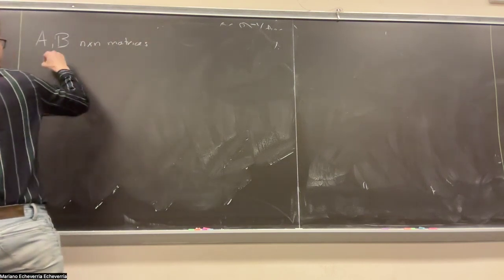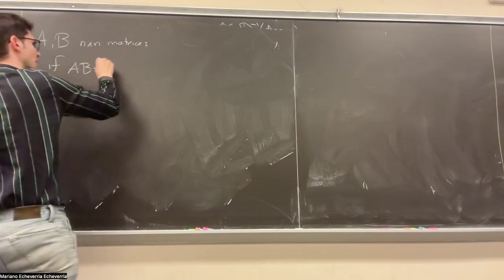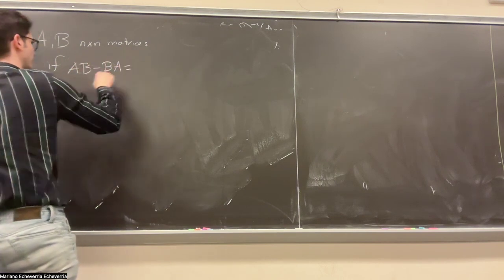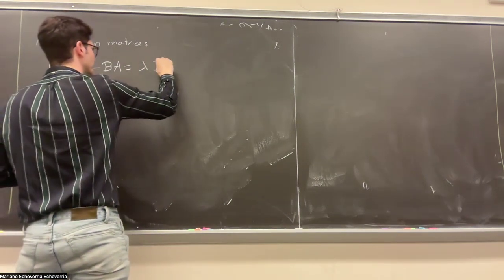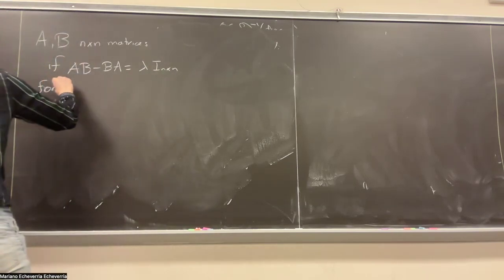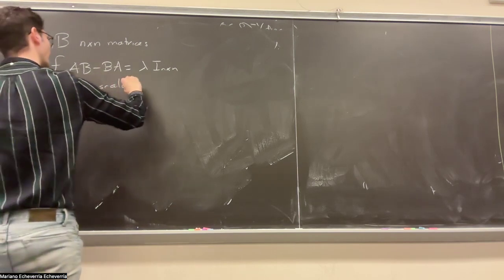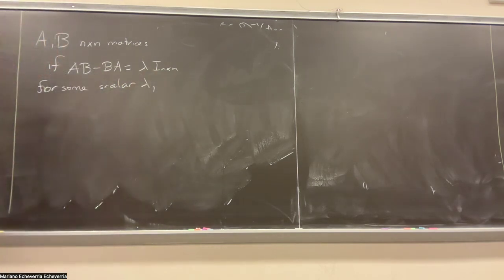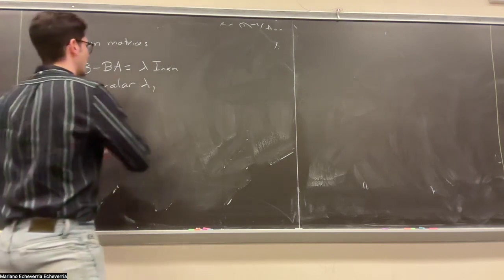Well, there are different ways to write it, but let's say the commutator of two matrices, AB minus BA, is a multiple of the identity matrix, for some scalar lambda. The point that I was telling you last time is that this cannot really happen unless lambda is zero.